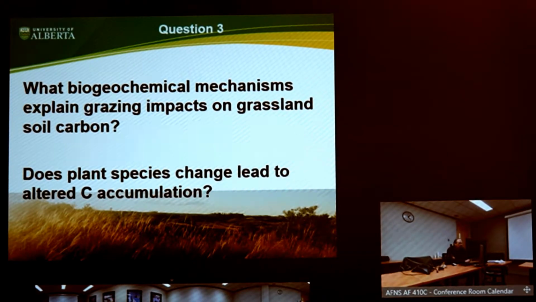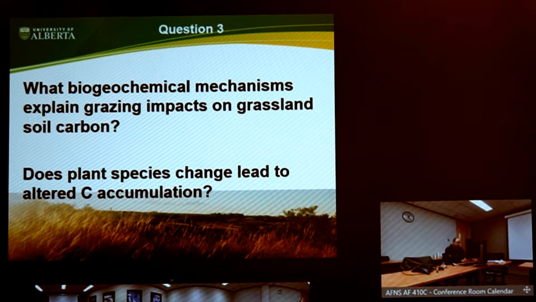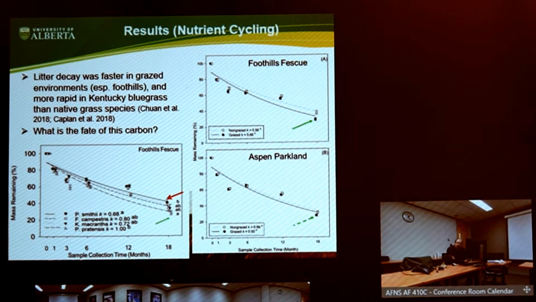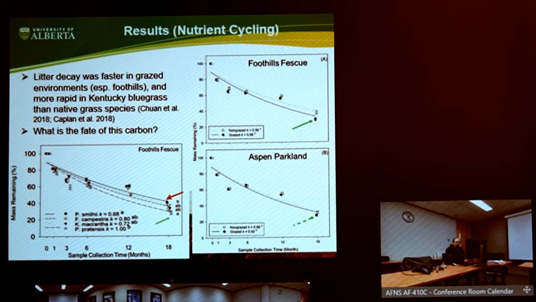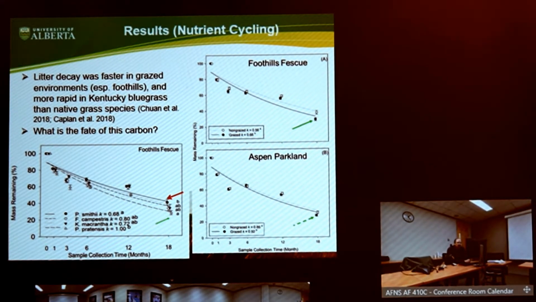Okay, so what biochemical mechanisms may be explaining these grazing impacts on soil carbon? And does plant species change lead to altered carbon accumulation? So now I'm going to dig into some of that nutrient cycling work that we did. In our litter bag study, we wanted to know whether grazed environments led to faster litter decay and therefore carbon cycling. And indeed, that's exactly what we did find.